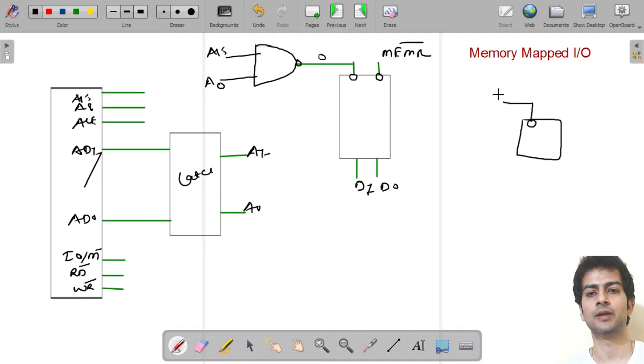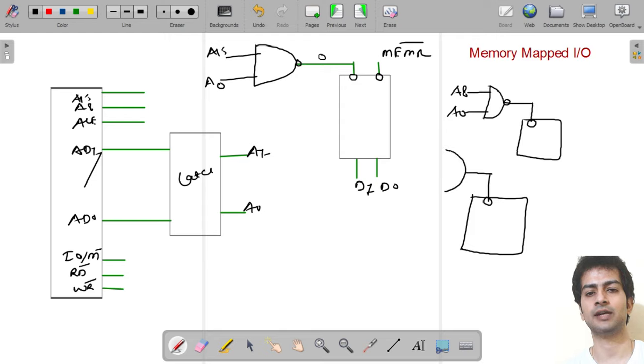For enabling it, I have two ways. Either I can use an 8-bit address, or I can use a 16-bit address. Who can limit me? The only thing is that my ultimate aim is that my input device must get activated, and for activating it we can use either an 8-bit address or a 16-bit address. Anything we can do. Okay, now it is clear.